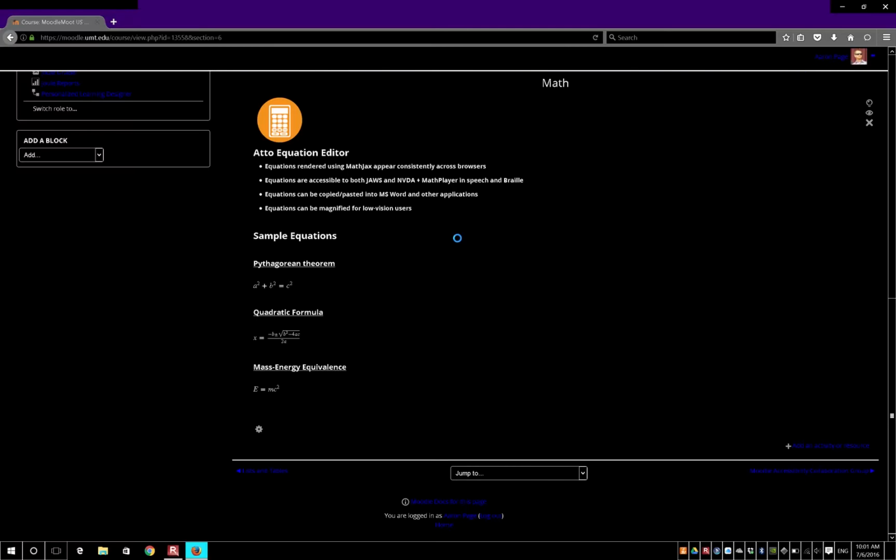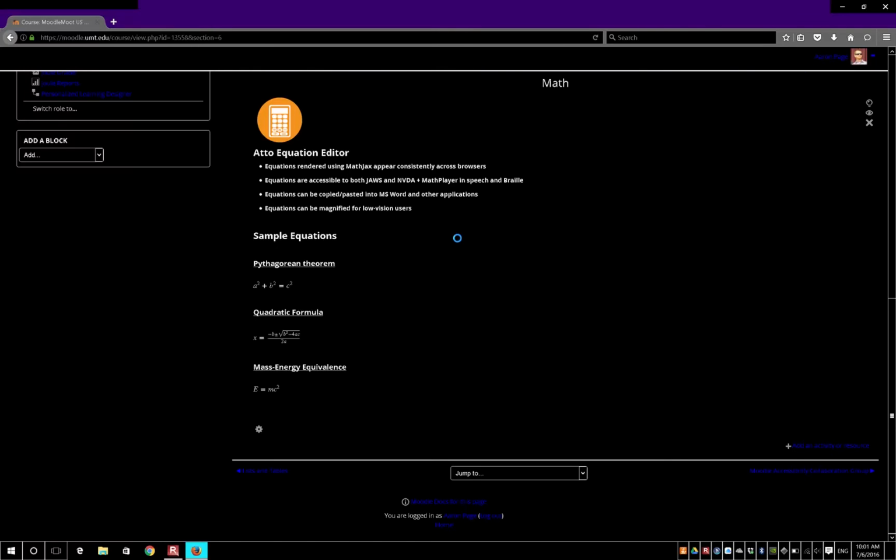That last bit where it actually announced that it was math content is an important thing to note. That's the screen reader's way of letting you know this has been recognized as math content. And so you have the ability to use any special math functionality provided by your screen reader.